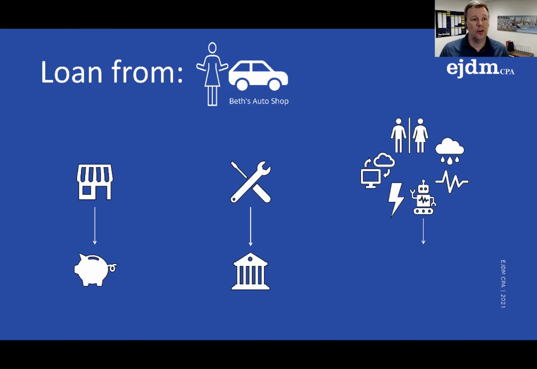And then the third one is everything else. So all of a sudden, Beth goes, okay, I've got to hire people. I'm going to need some computers and some systems. I need to pay the power bill. I need some technology in here in the shop for diagnostics. I need to keep the business just going, and I need some money for a rainy day.